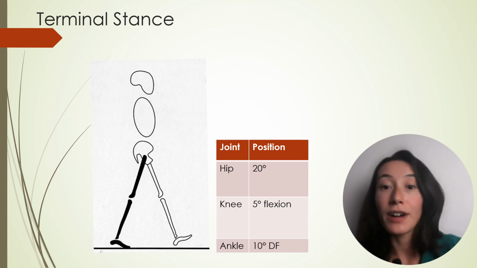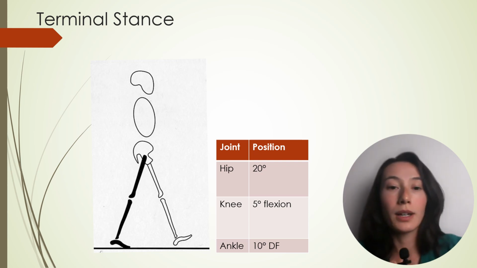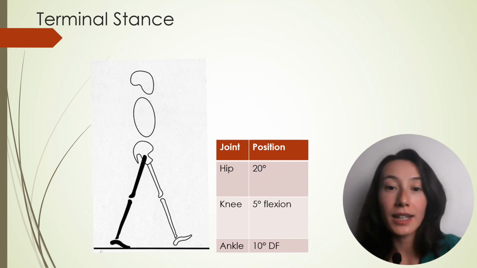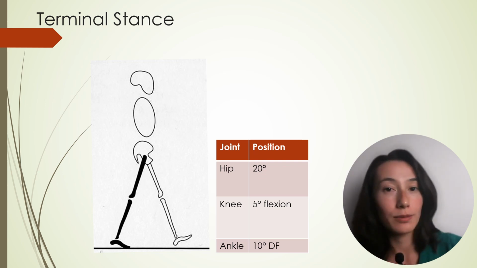Our knee is at 5 degrees or pretty much neutral because we are trying to propel ourselves forward. Now, if our knee is flexed, this would be really taxing on the quads, which we don't need because why? Again, energy conservation. And now the ankle is at 10 degrees because we are propelling the body over the ankle.